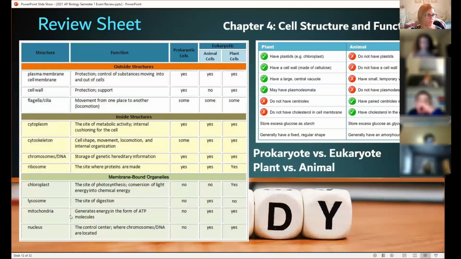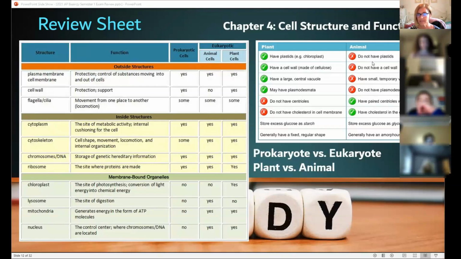So this is about, we need to be able to compare prokaryotes and eukaryotes. We need to be able to compare plants and animals. I think the only real structure you need to know what it does is the mitochondria. So this is comparing prokaryotes and eukaryotes. Basically, remember, prokaryotes don't have a nucleus or membrane-bound organelles. They do, however, have ribosomes and cytoplasm and genetic material.